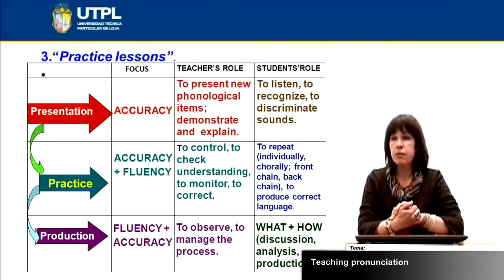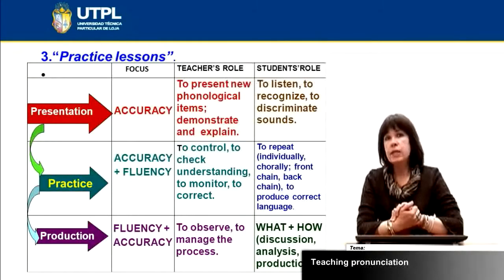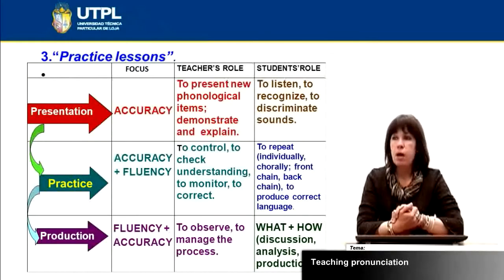And the last phase is production. Well, production is a free stage when students are expected to produce words containing these sounds in natural form. Well, and here we combine elements of fluency, and accuracy also should be present. And the teacher simply observes and manages the process, no correction here. All corrections should be done during the practice phase.